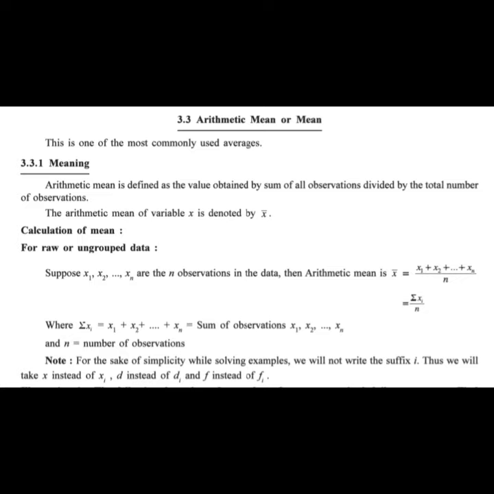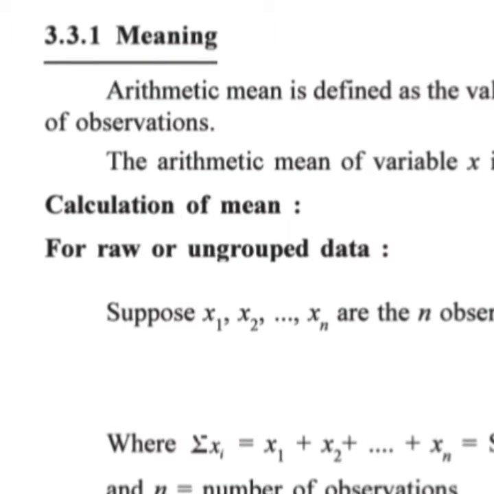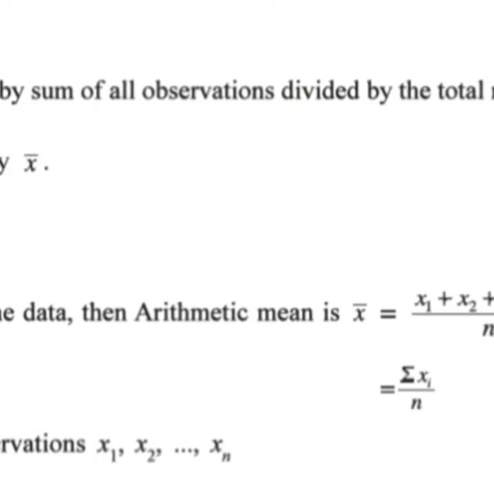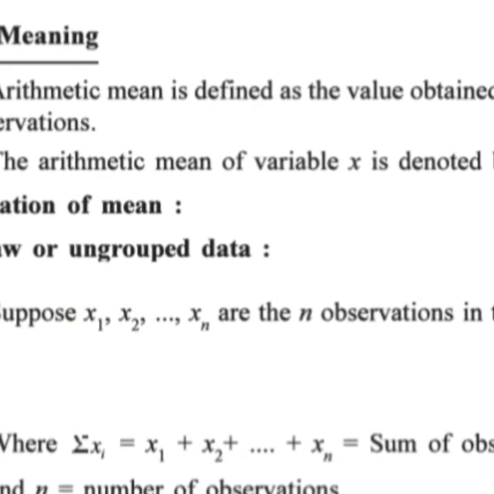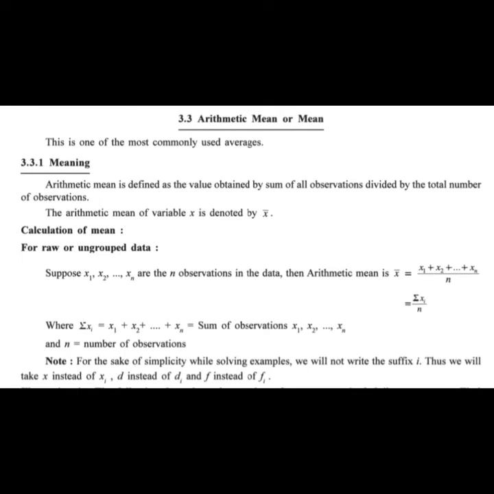Now here we shall see what we mean by arithmetic mean. As the definition goes, the arithmetic mean is defined as the value obtained by the sum of all the observations divided by the total number of observations. So what do we mean by arithmetic mean? Whatever observations are given to you, you do the summation of all the observations, right? And whatever value you get, you divide it by the total number of observations, and the final answer that you get is your arithmetic mean.